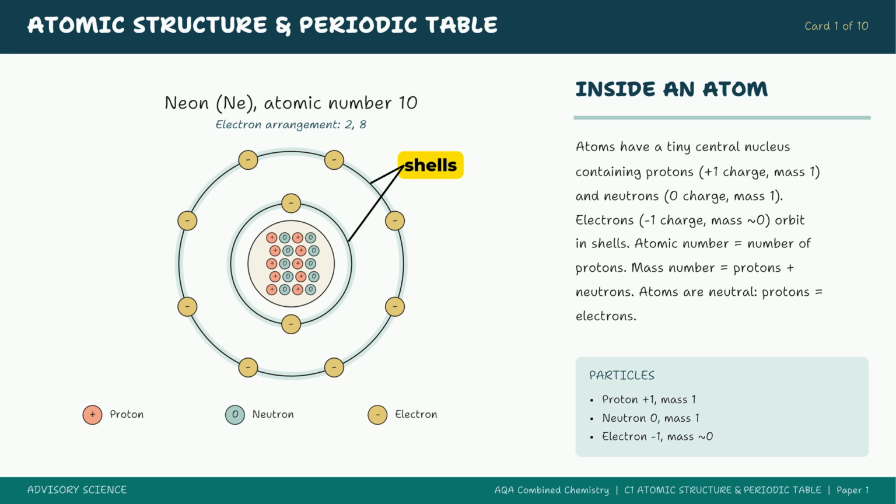Electrons orbit the nucleus in the shells, so they're outside the nucleus. They're negative and they have almost no mass. The atomic number tells you how many protons there are, and the mass number is protons plus neutrons. Because the positive protons and the negative electrons balance, an atom overall is neutral.